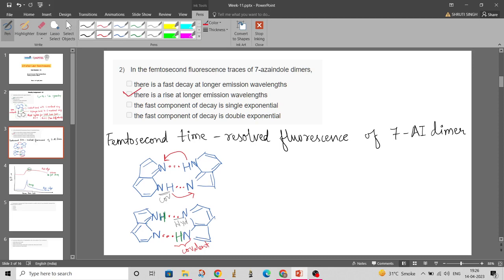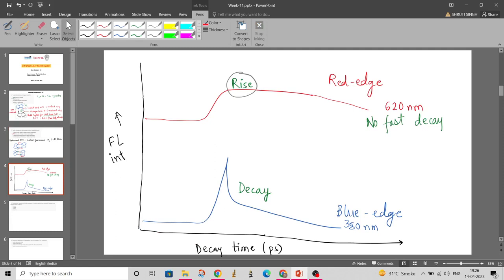The third statement, it's a multiple select question, square check boxes are given. The third statement says the fast component of decay is single exponential. So here we have the decay, and the fast component I have not drawn properly, but the fast component is double exponential.